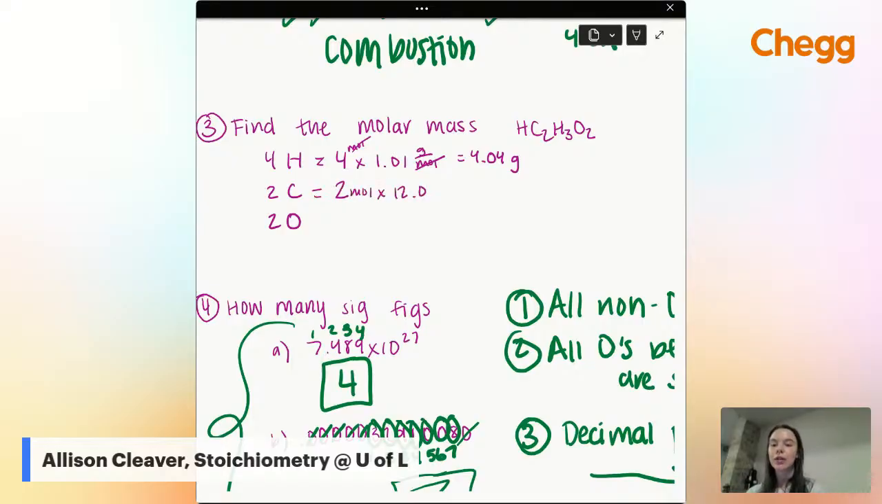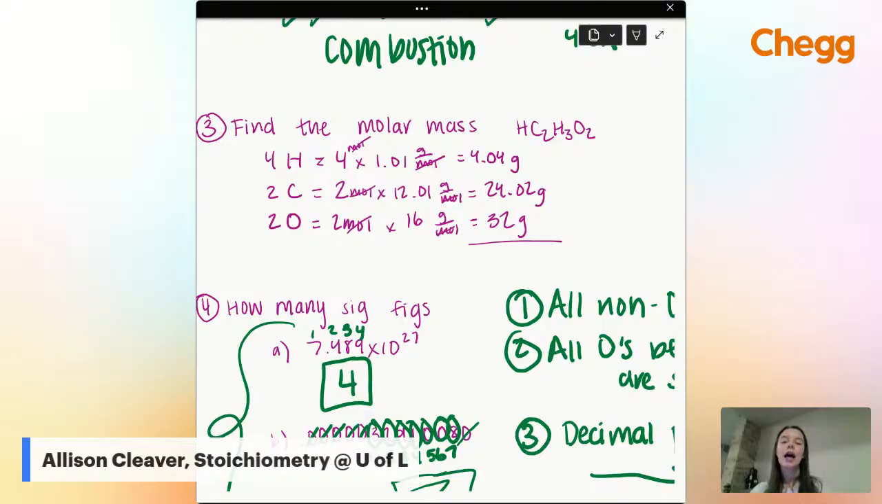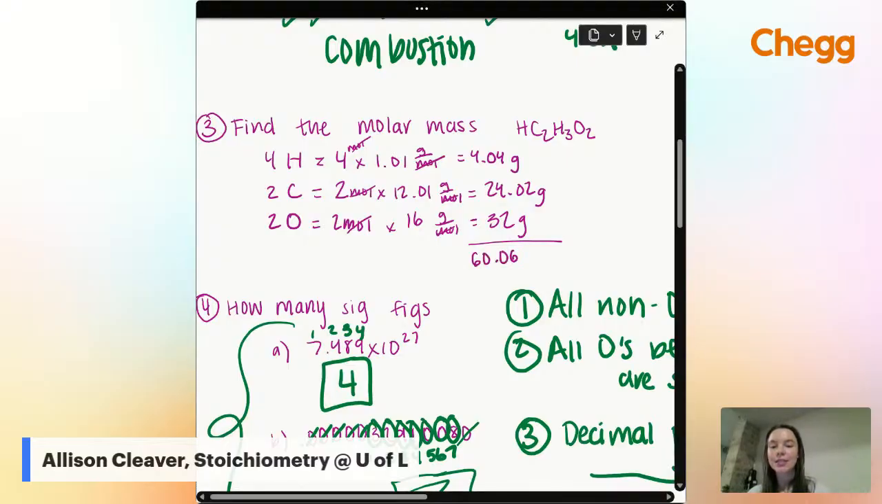I have 12.01 grams per mole if I look at that periodic table. So I get 24.02 grams. For oxygens, I have 2 moles times 16 grams per mole. Those moles cancel out again. They did up here too. So I should have 32 grams. And then I'm going to add them all together as that last step to find the molar mass of acetic acid. So I add 4.04 plus 24.02 plus 32. I get 60.06 grams. If you got that, great job.